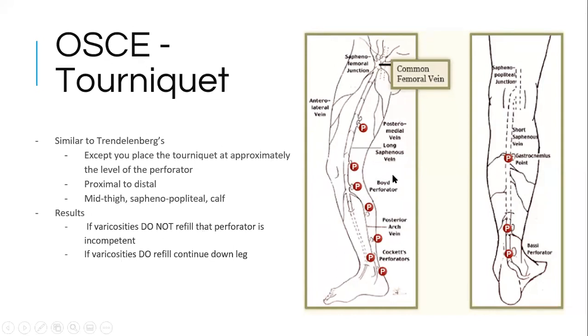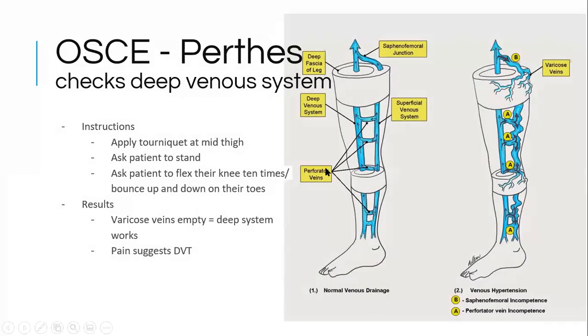It's a very long and laborious process. You are unlikely to have to go through all of it in your OSCE. They might ask you to explain how to do it. They might ask you to show it once if you're unlucky, but that's pretty much it. So that is your superficial system done. That's looking for your varicose veins. And then you can check your deep venous system.